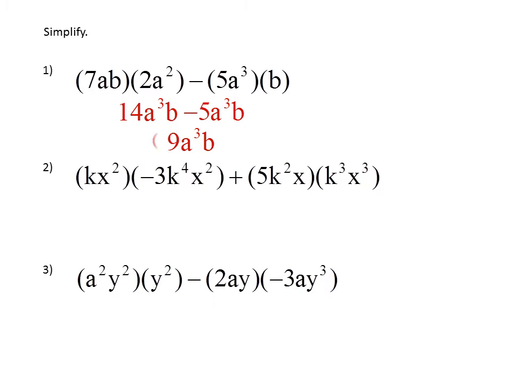Okay, now here's the answer for number 2. The left side plus the right side. Since they are the same terms, I subtract. I get 2k to the 5th, x to the 4th. Let's do number 3, like you did on your own.